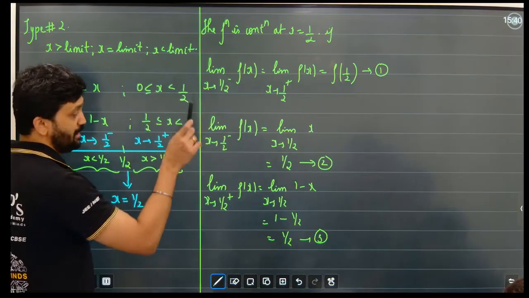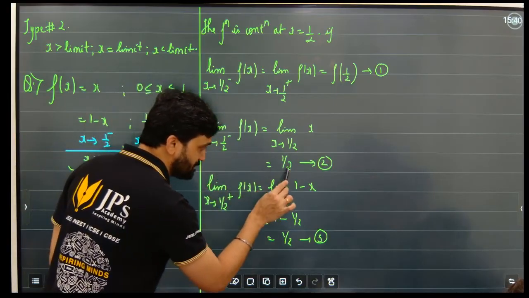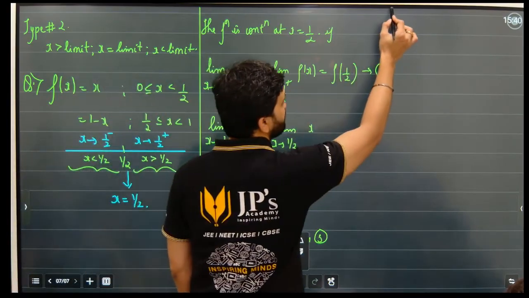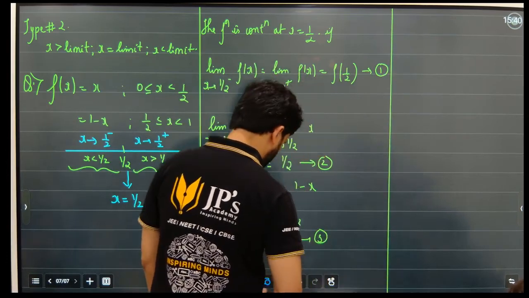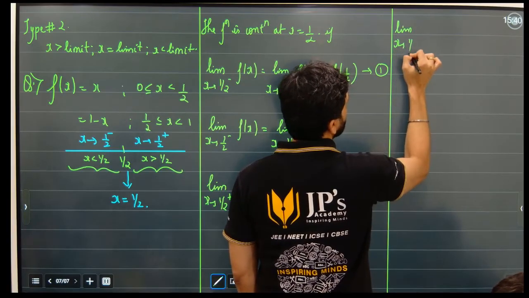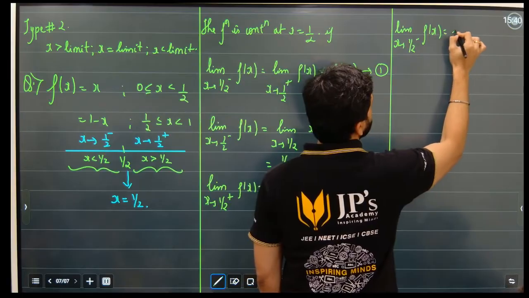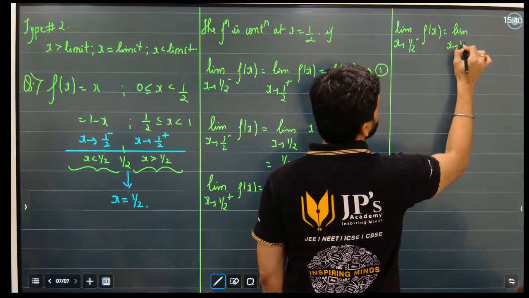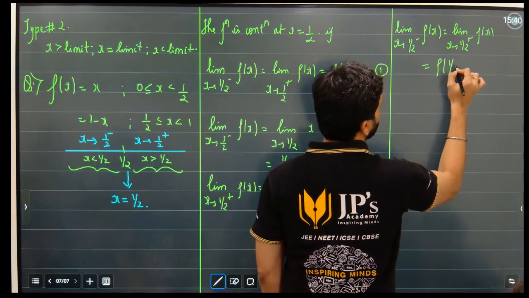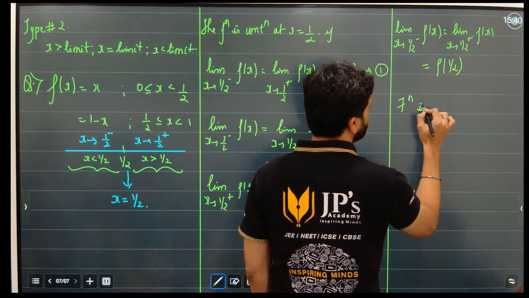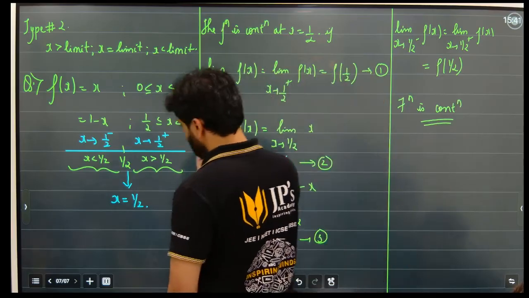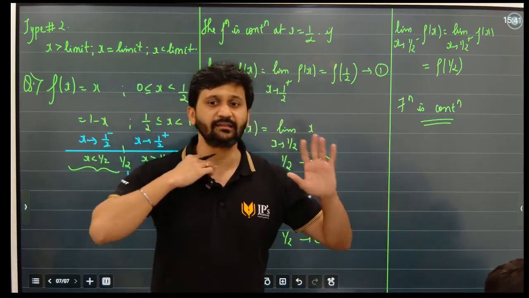And I have understood that x tends to half minus f of x का answer is half, x tends to half plus f of x का answer is half, hence my function is continuous. So can you tell me it is the function is continuous because limit x tends to half minus f of x is equal to limit x tends to half plus f of x is equal to f of half. Therefore, the function is continuous. And my function is continuous because my left hand limit and my right hand limit are same.